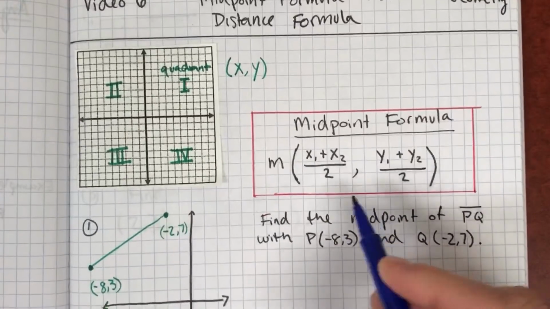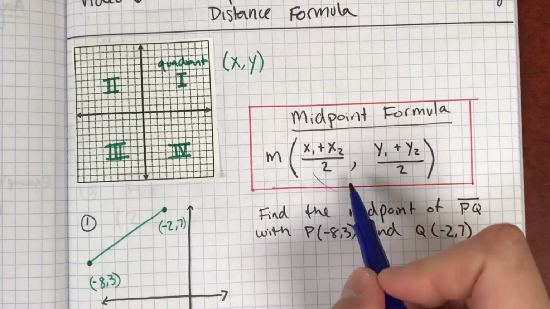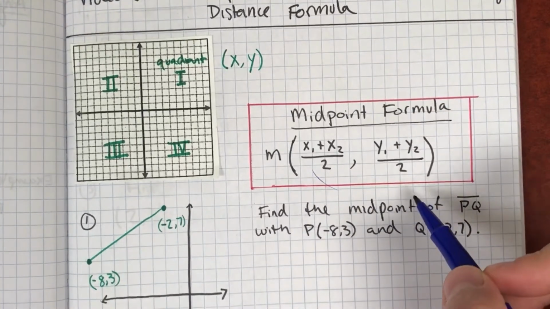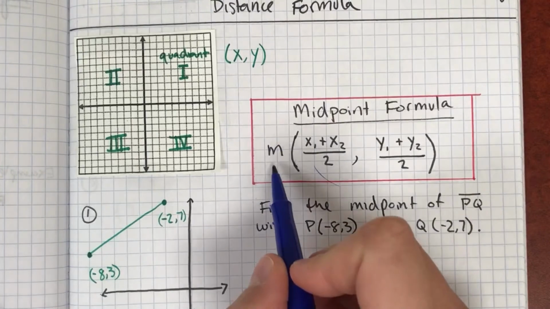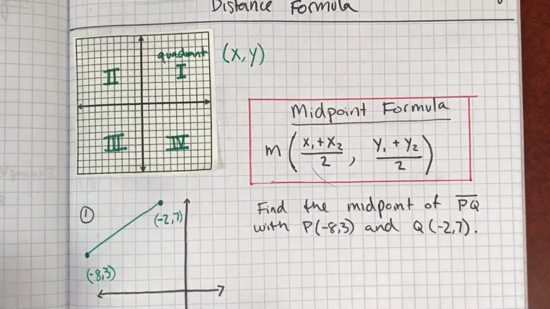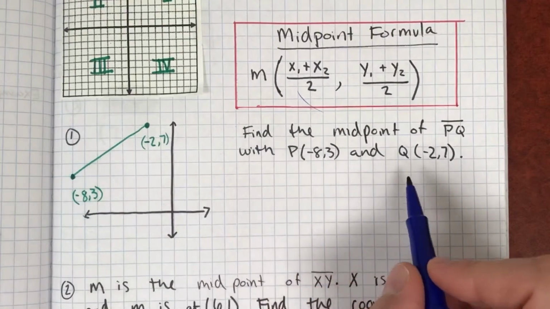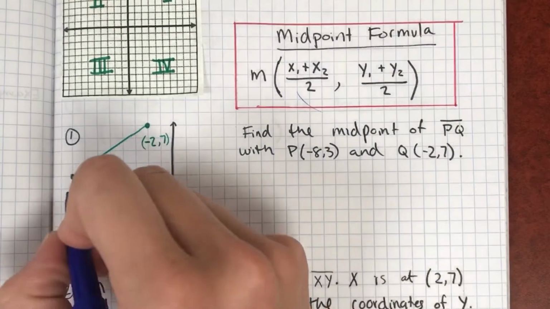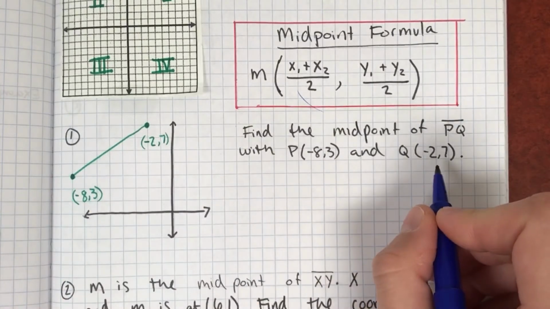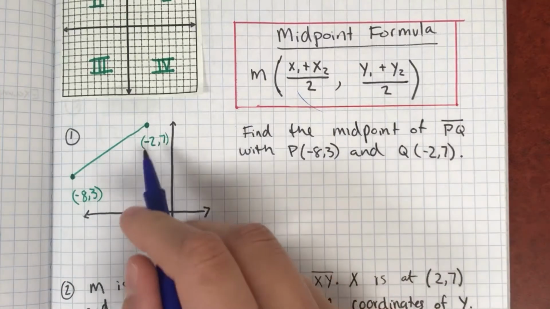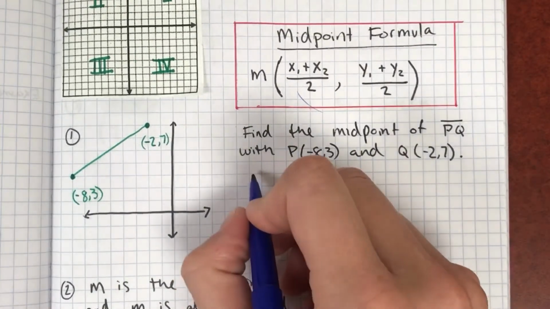Okay, so our midpoint formula is right here. Here's our formula, and we're just going to jump in with some examples, and the M in front means the midpoint of those. All right, so here's our first one. Find the midpoint of PQ, with P being -8, 3, and Q being -2, 7. And so we just plug these into our formula.